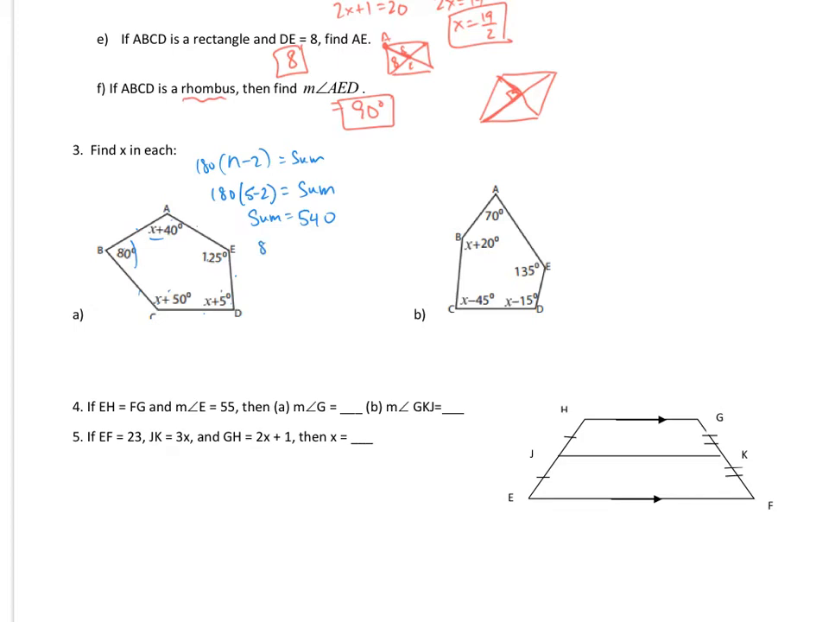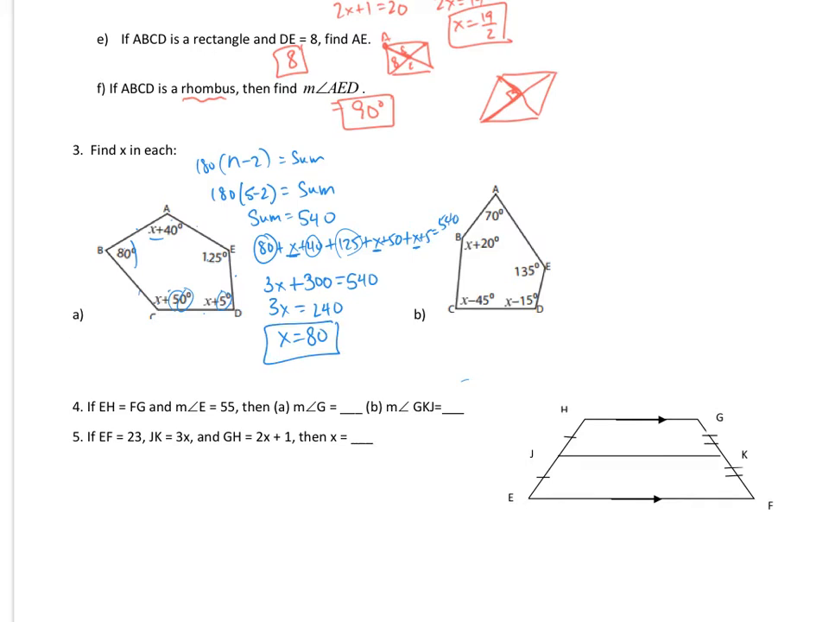So let's add them up. 80 plus x plus 40 plus 125 plus x plus 50 plus x plus 5. All of this equals 540. So we can solve this. I've got 1, 2, 3 x's. So 3x plus 80 plus this 40 is 120, plus the 125, plus the 50 and the 5 here. All of this comes out to be 300. So 3x plus 300 equals the 540. So 3x equals 240. So x is going to be 80.